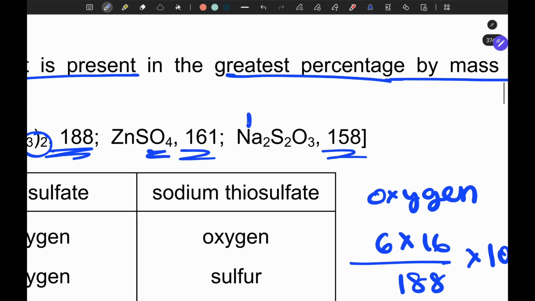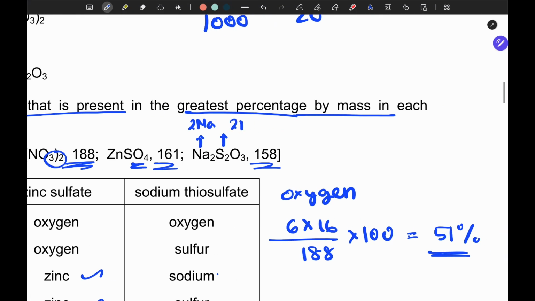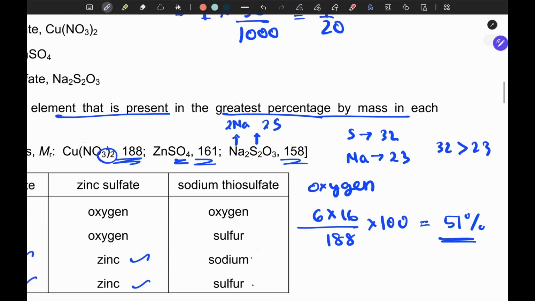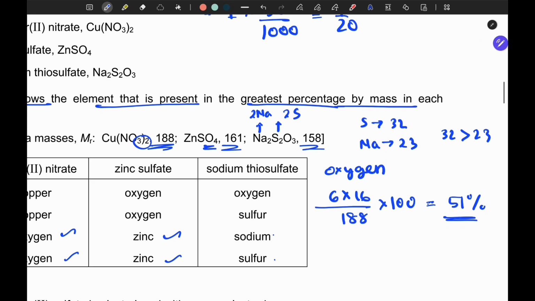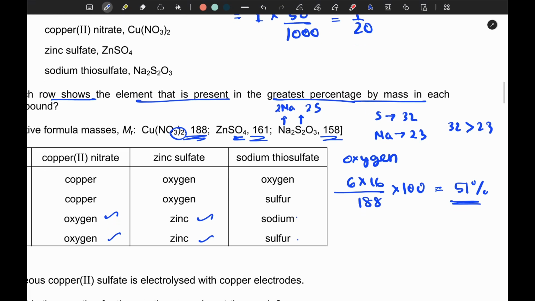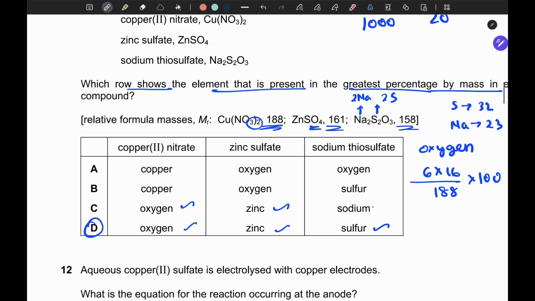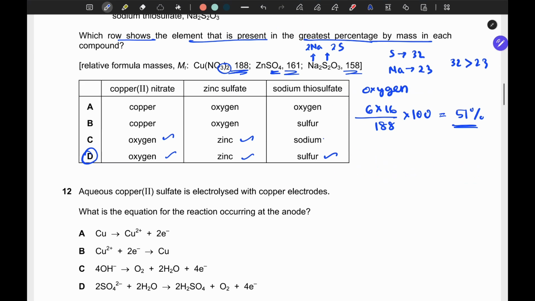However, let's try to make this a bit more efficient. We have 2 atoms of sodium and 2 atoms of sulfur. Now, obviously, sulfur will have the greater mass. Why is that the case? Because sulfur has an atomic mass of 32, sodium has an atomic mass of 23. Obviously, 32 will always be greater than 23, regardless of whether you multiply it by 2 or 3 or 4. So since we have the same number of atoms for both of them, and sulfur has the greater atomic mass, it must also have a greater percentage mass in sodium thiosulfate. So in that case, sulfur is the answer. So that means D is the answer for this question.